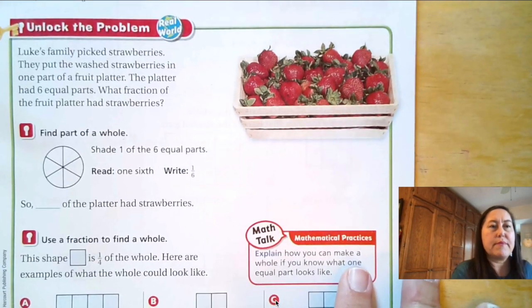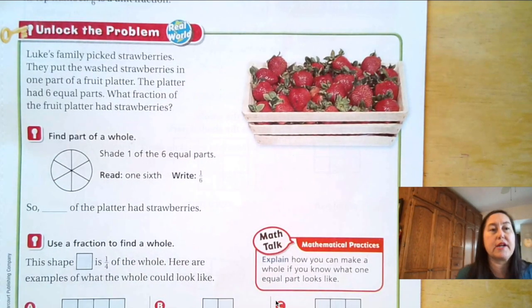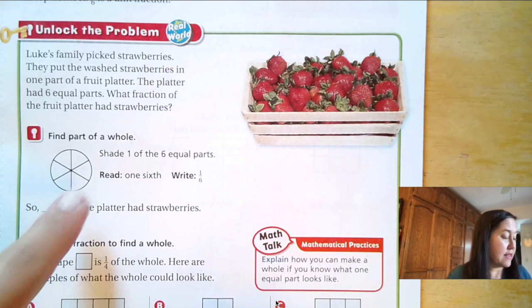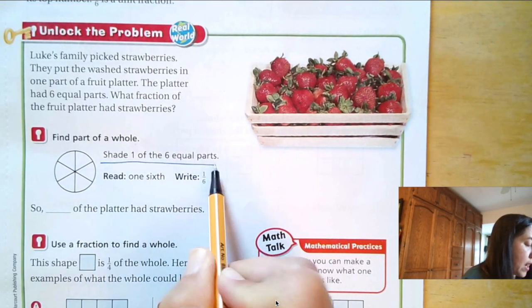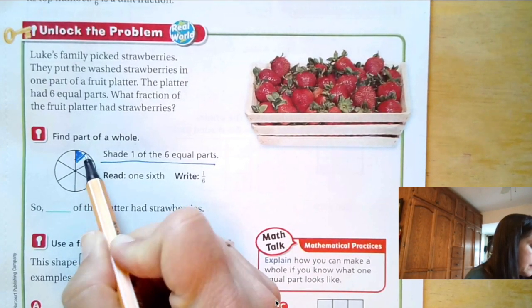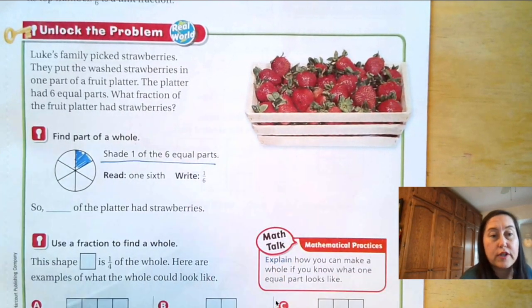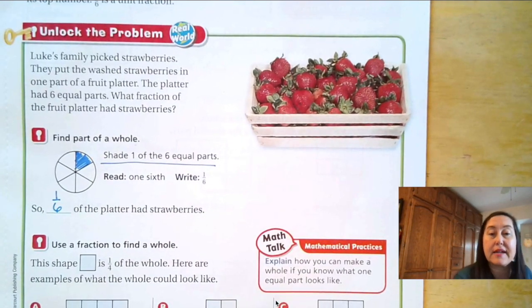Let's unlock the problem. Luke's family picked strawberries. They put the washed strawberries in one part of a fruit platter. The platter had 6 equal parts. What fraction of the fruit platter had strawberries? All right, we're going to find part of a whole. So we're going to take that whole platter and break it into 6 equal parts. So I'm going to shade one of the 6 equal parts. And this is red, 1/6. We write it 1/6. So 1/6 of the platter had strawberries.